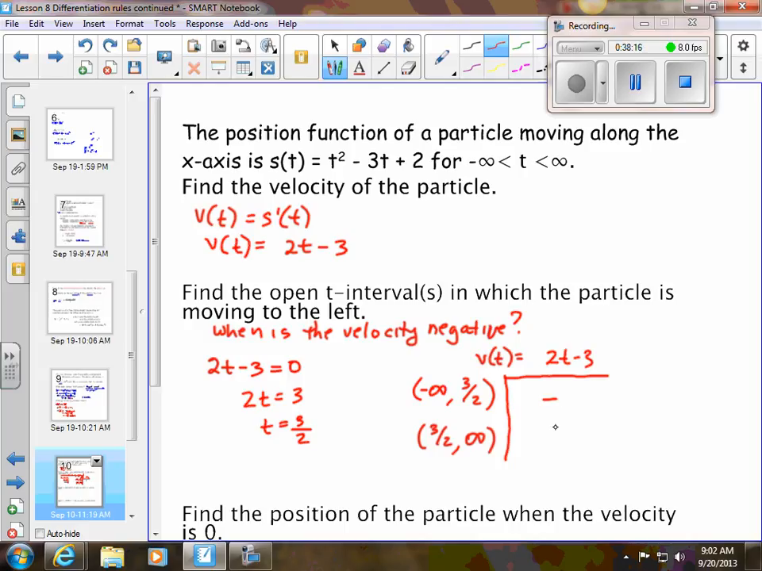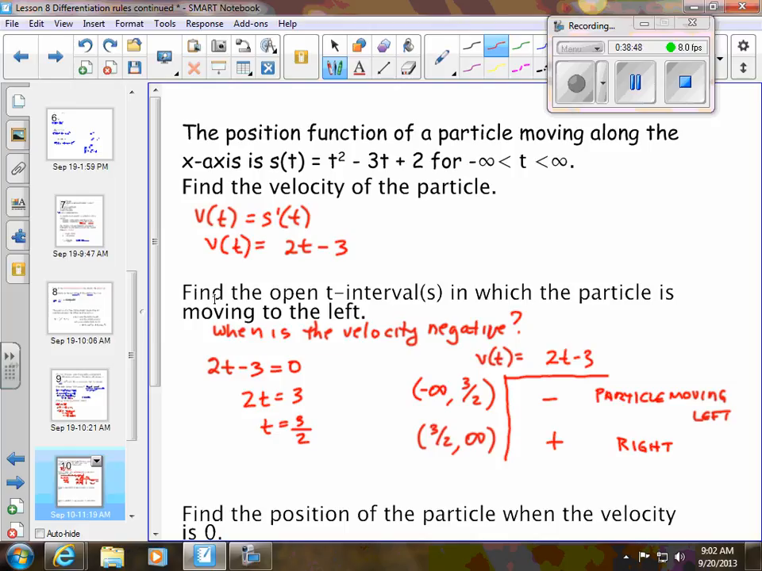The velocity is negative. That means the particle is moving to the left. In the next interval, 3/2 to infinity, pick a number, 2. 2 times 2 minus 3 is a positive number, so the particle is moving to the right.